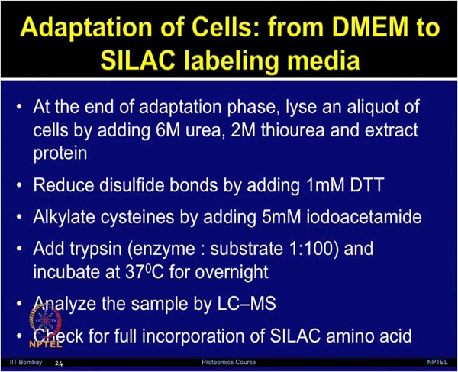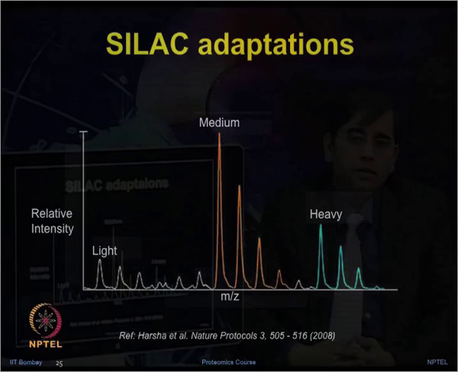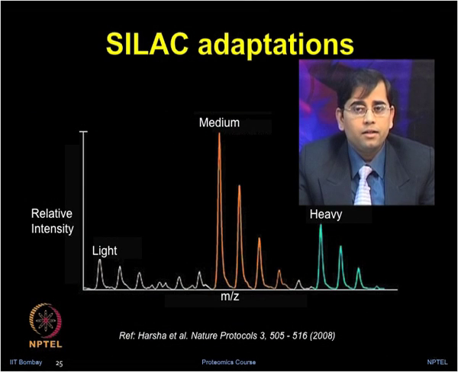Then these samples can be analyzed by LC-MS. But first thing, one needs to ensure that the SILAC labels are fully incorporated. So, adaptation of cell lines in heavy medium is the first step in SILAC based experiments. Cells are adapted in heavy medium for at least 5 or 6 doublings to be fully labeled. The digested protein samples can then further be analyzed by mass spec.